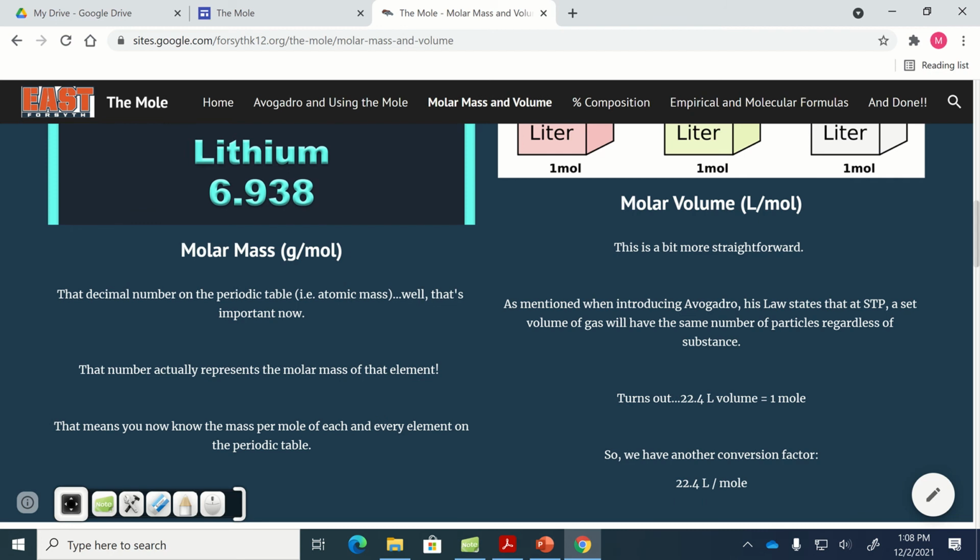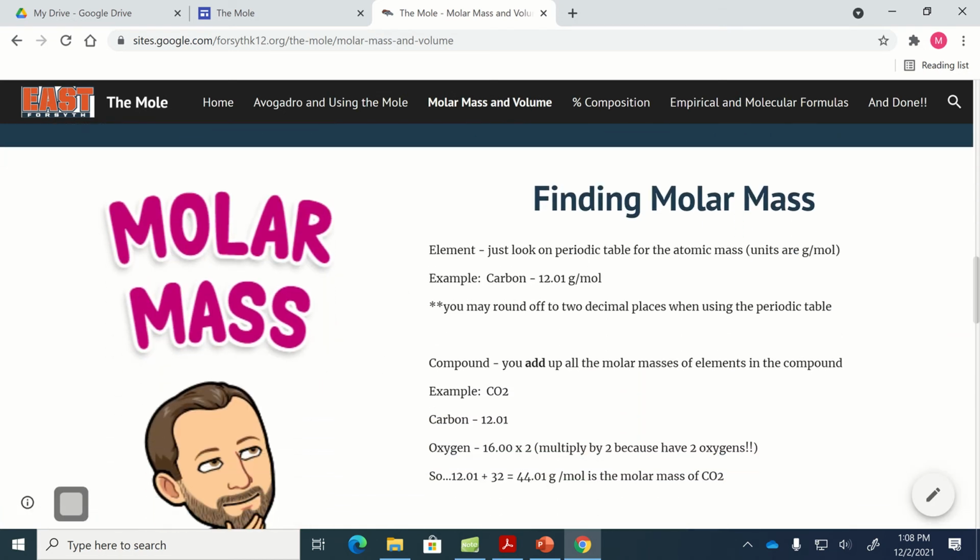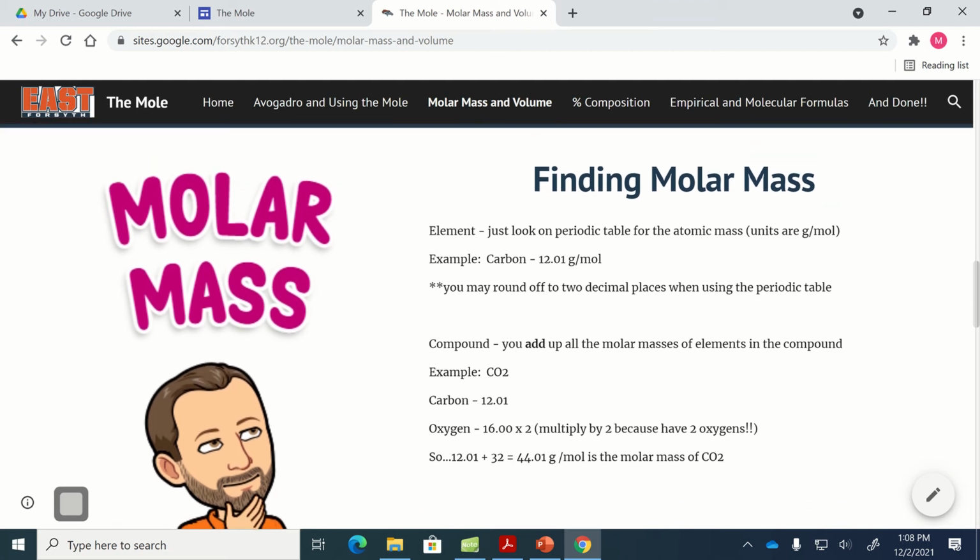It's basically like Avogadro's number, where 1 mole is 6.02 times 10 to the 23rd. It is related to Avogadro's law: at STP, 1 mole of all substances has the exact same volume, and it ends up being 22.4 liters. I know it's kind of random, but you're going to have to remember 22.4 liters, just like 6.02 times 10 to the 23rd. So we have another conversion factor that can convert between liters and moles. Everything is going through the mole, and I'll show you a chart at the bottom which is really good about that.